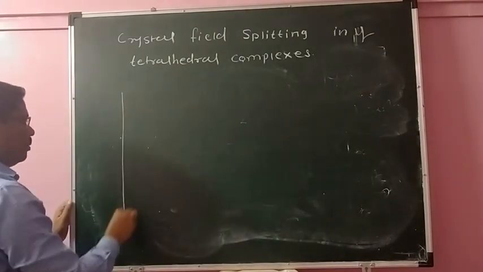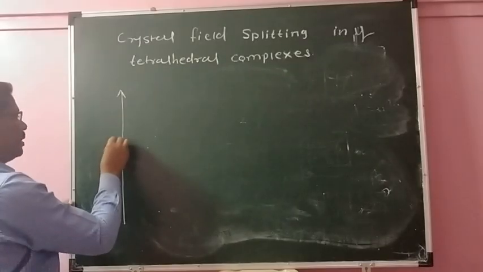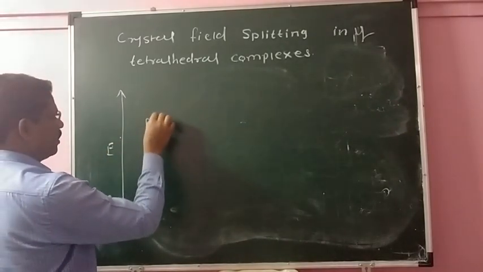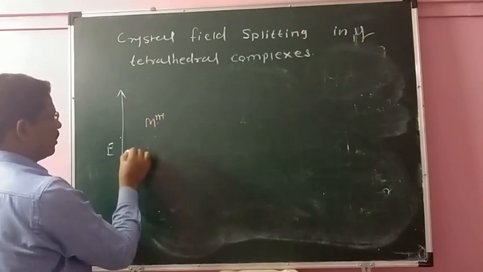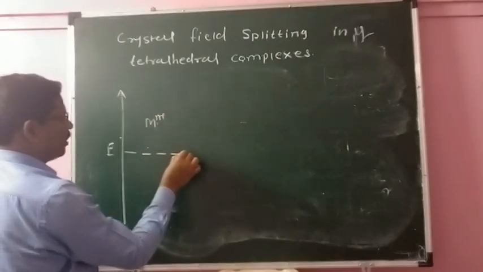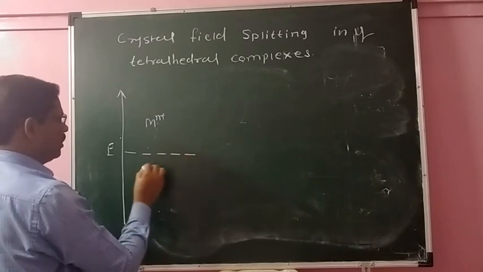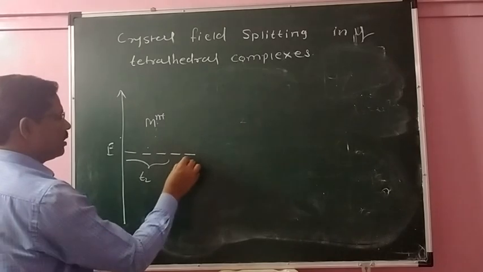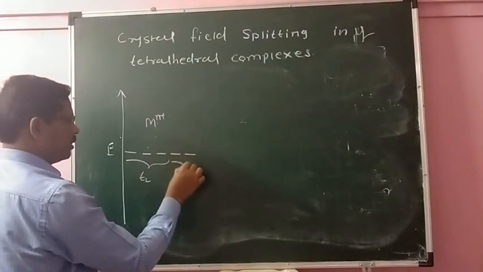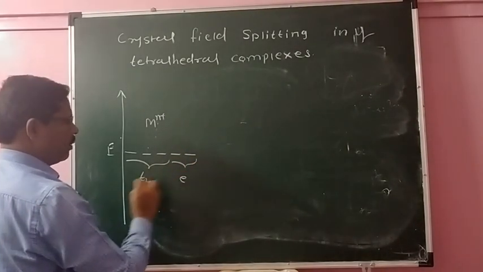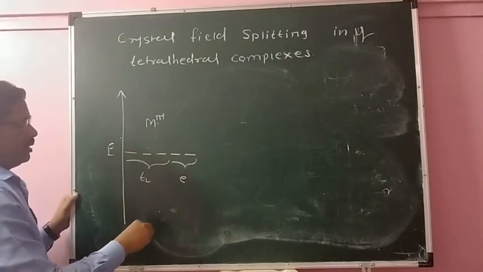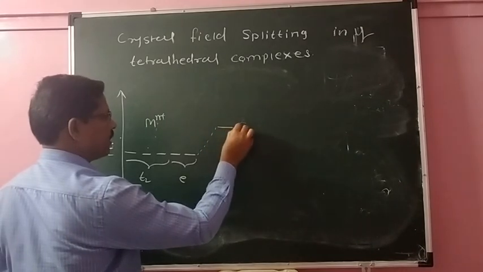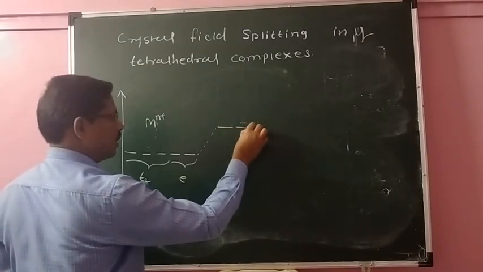This is the energy of d orbitals, represented as E. The central metal ion has five d orbitals: one set is known as the T2 orbitals, and the other set is known as the E orbitals in tetrahedral complexes. The energy of the d orbitals increases, the same as in octahedral complexes.